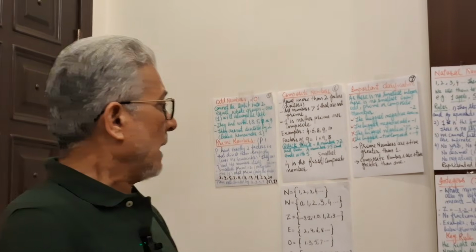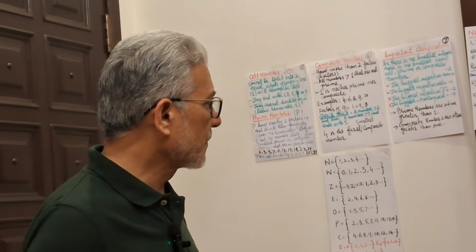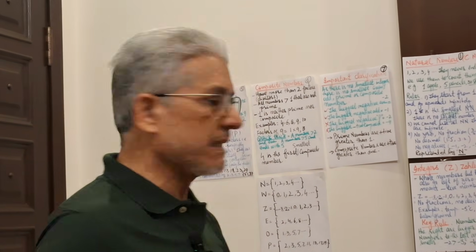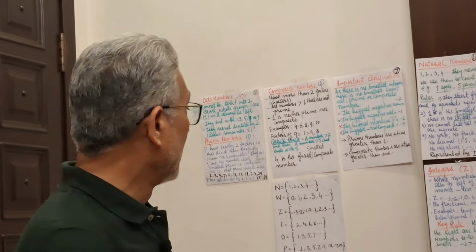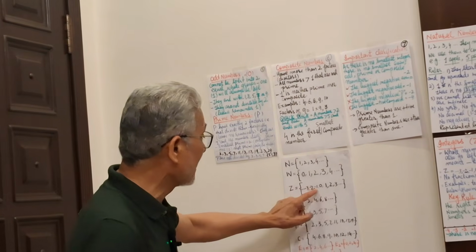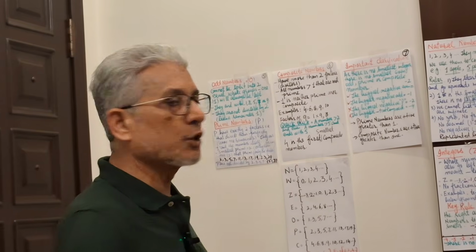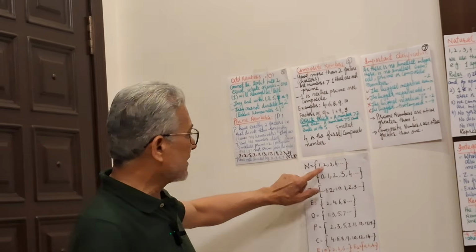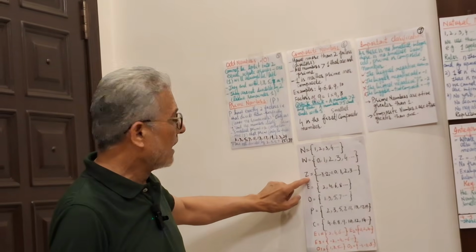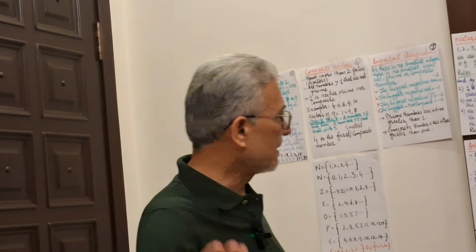Now, no fractions and no decimals. They do have zero. Integers do have zero and do have negative numbers, but they do not have fractions and decimals. So they do not have these two things. Natural numbers did not have four things. Whole numbers did not have three things. And integers do not have two things, fractions and decimals.